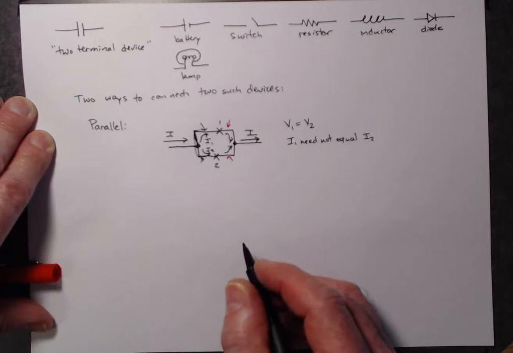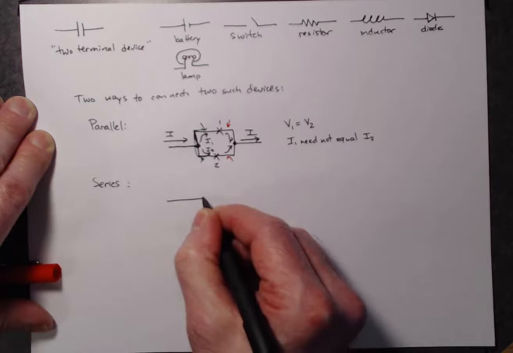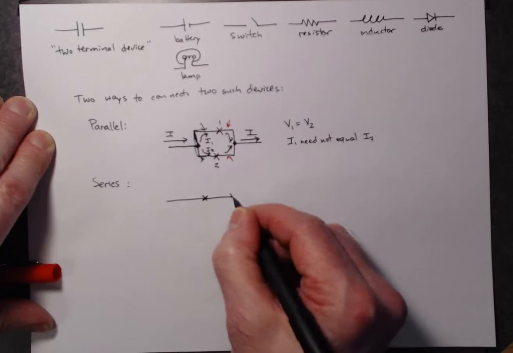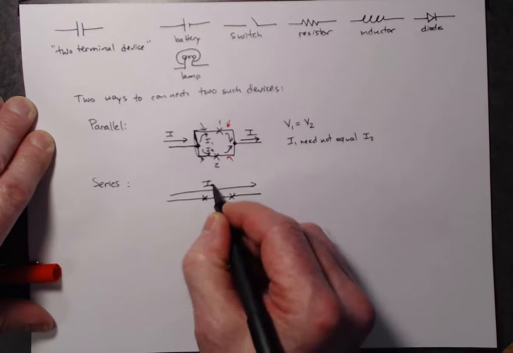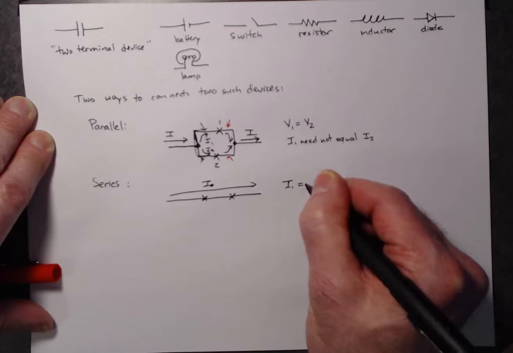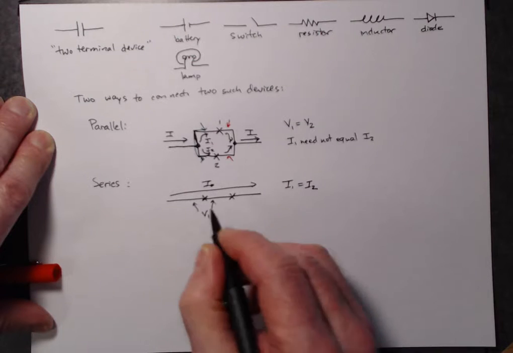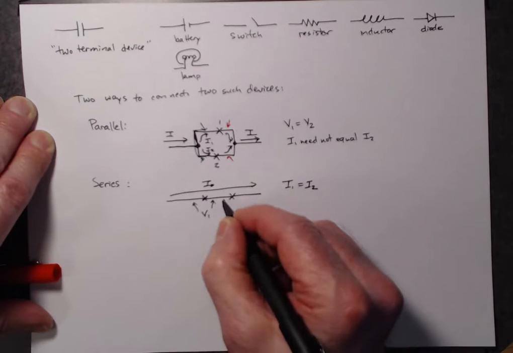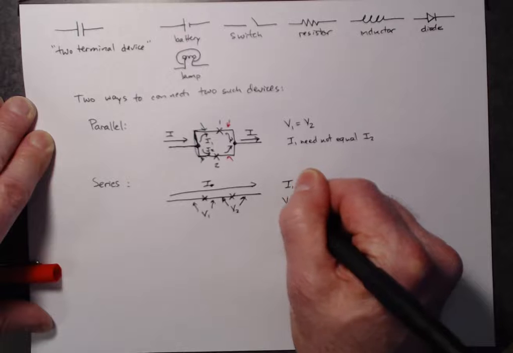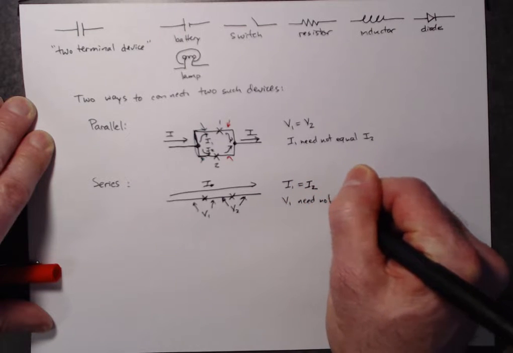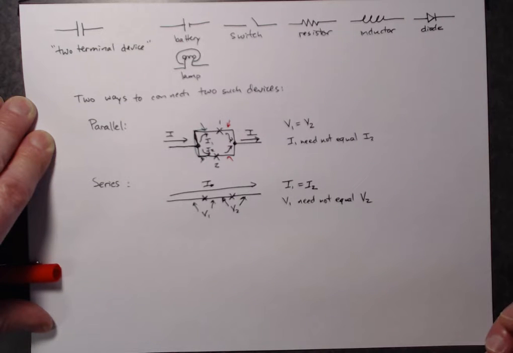A second way that we could connect them, the only other way, is in series. And in series, we just put them one after the other like this. Now the same current flows through both of them. So I1 is equal to I2, but the voltage drop, the voltage difference between the two terminals of the first device doesn't have to equal the voltage difference across the second device. So V1 need not equal V2 for a series connection.